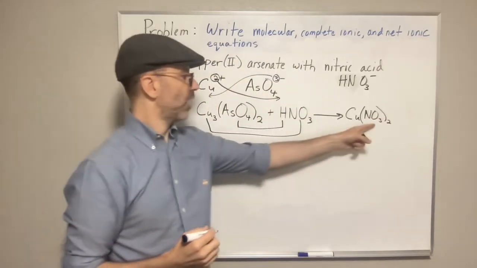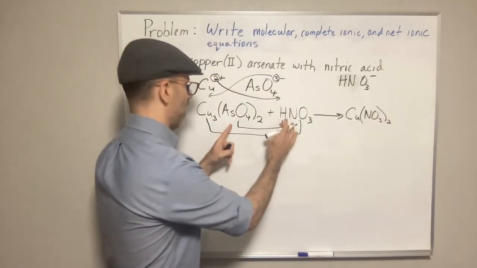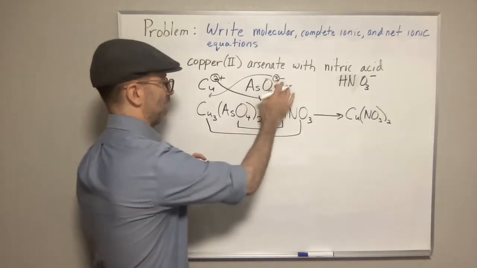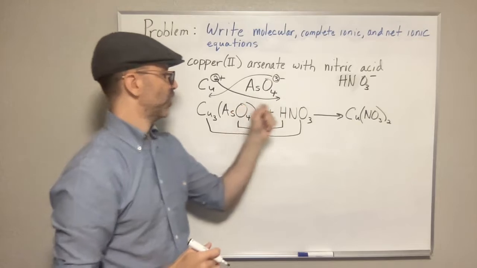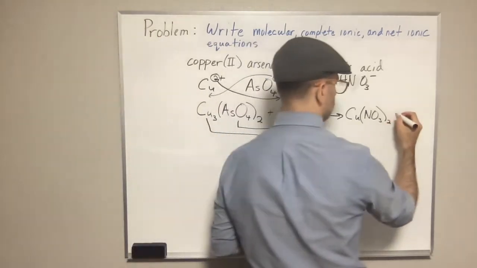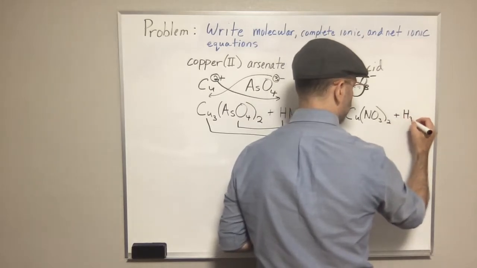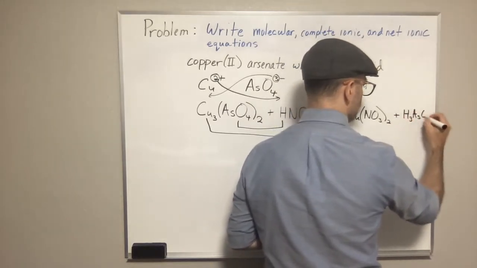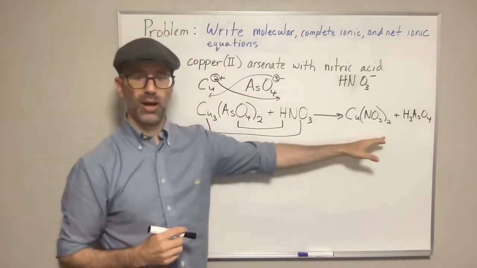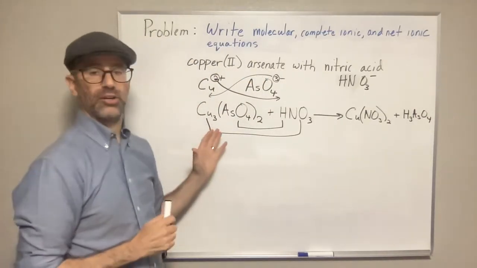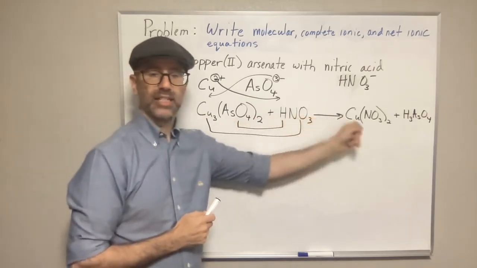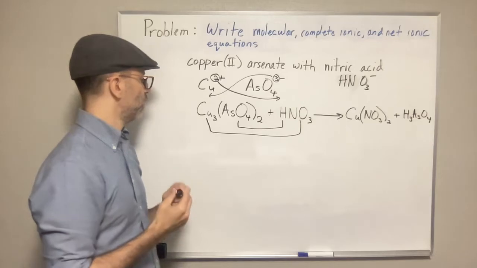So that's one product. And now we're going to put the hydrogen with the arsenate. Arsenate, we said, had a -3 charge. So we're going to need 3 hydrogens to balance the charge on your arsenate. So that's going to be H3AsO4. Okay, there we go. So there's our products. So now all we need to do is balance the equation and figure out what the states of matter are. So let's balance this equation.